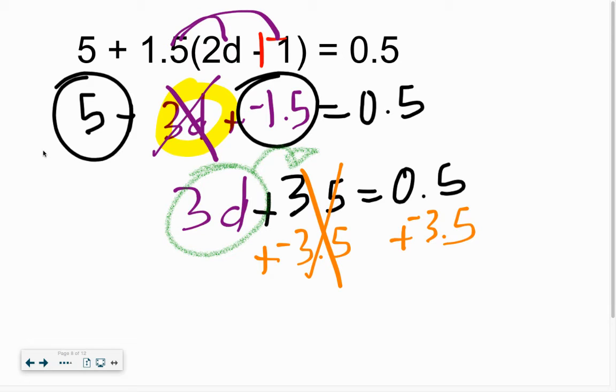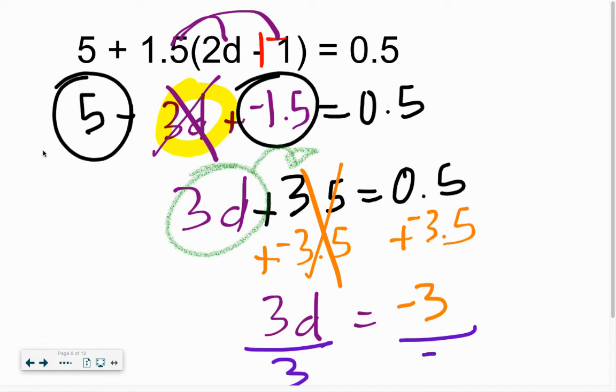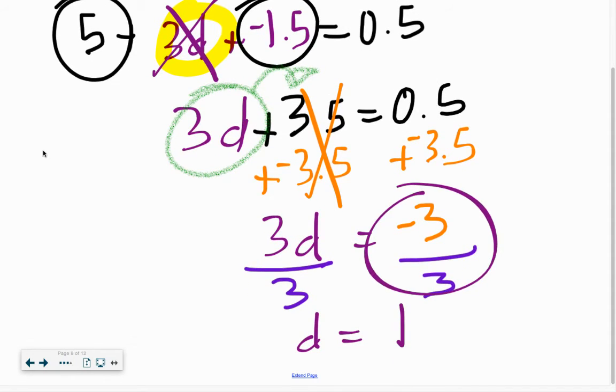We're left with 3d equals a -3. To solve that, we're going to again just take both sides, divide it by 3. So we get d equals 3 divided by 3 is 1, but since one of them is negative and the other is not, they are not the same sign. Final answer, d equals a -1.